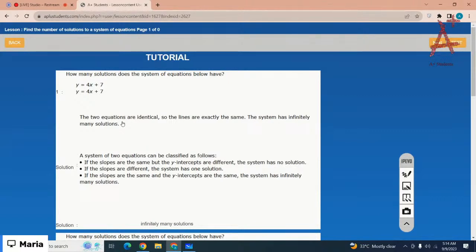And if the slopes are the same and the y-intercepts are the same, that is possible only if both the equations are exactly the same, right? That's the case when they have the same slope and the same y-intercept. That means the system has infinitely many solutions, right? Okay, let's look at the other example.